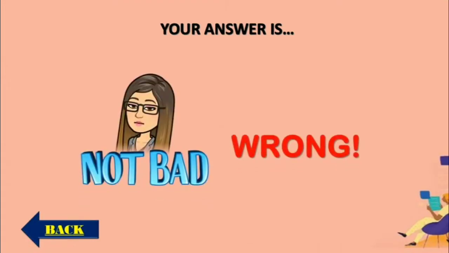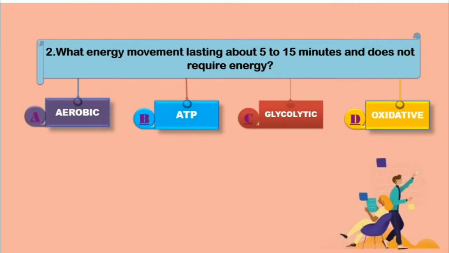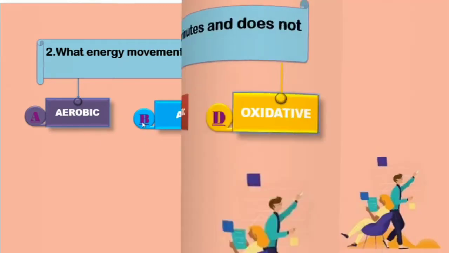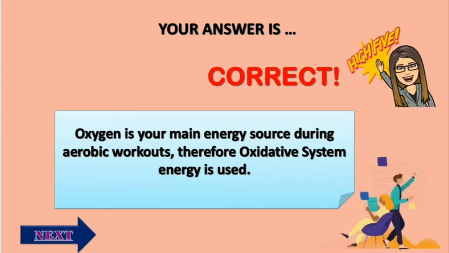Your answer is wrong, but not bad. Try again. Let's go back to the question. What energy movement lasts about 5 to 15 minutes and does not require oxygen? What is your answer again? Your answer is letter B, ATP. I will click letter B, ATP. Wait for the result. Your answer is correct! High five! Now take note, oxygen is your main energy source during aerobic workouts. Therefore, the oxidative system energy is used. Very good. Now let's have question number 3.